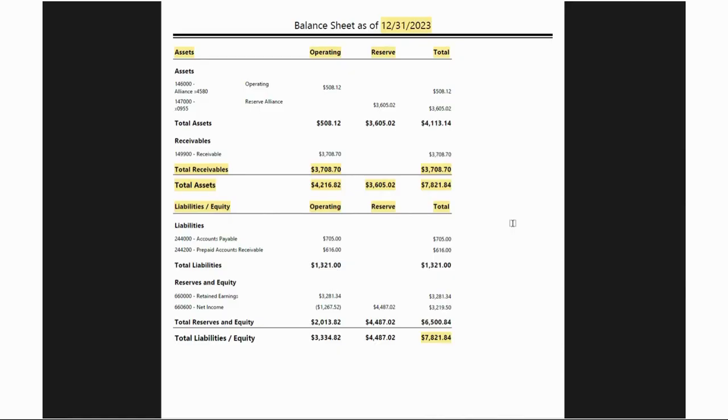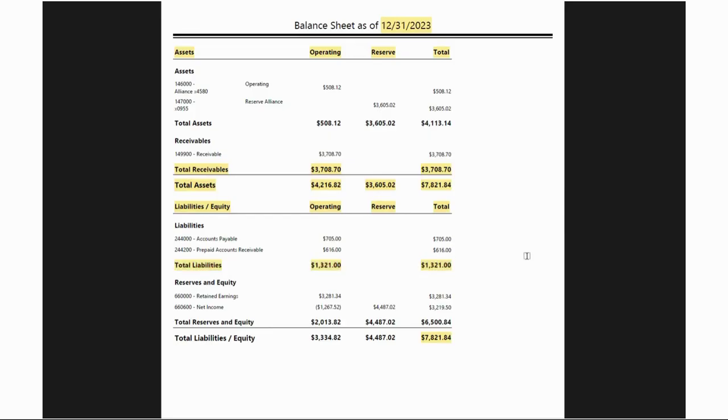Your liabilities can include accounts payable, money the association owes but has not yet paid, and prepaid accounts receivable. Prepaid accounts receivable is money the association has received in advance of the due date, primarily homeowners prepaying assessments. These 2 items equal your total liabilities.